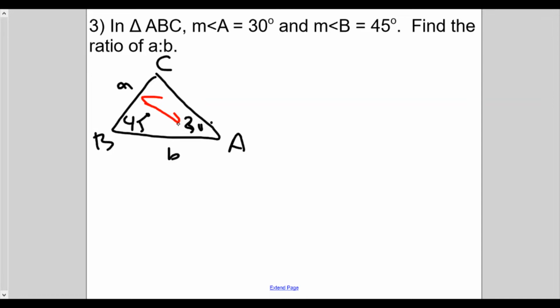Oops, I put the B in the wrong place. I'm so sorry. Let me move this over here. That's better. Sorry about that, ladies and gentlemen. All right, so here we have this and this side. So angle B is opposite side B.